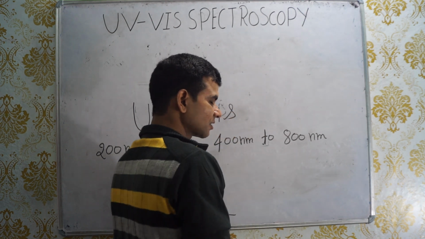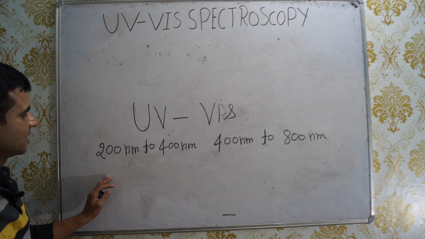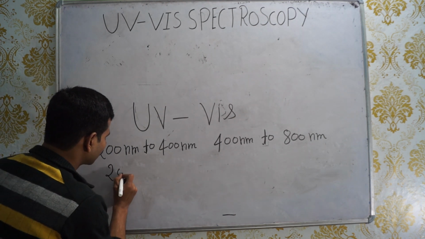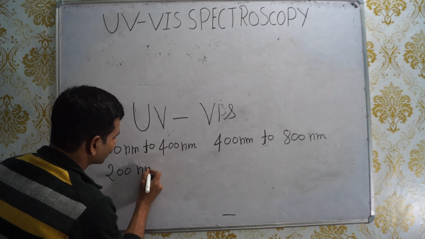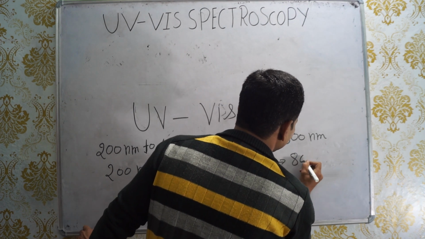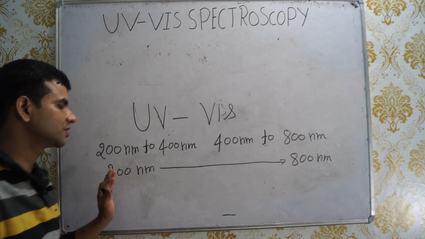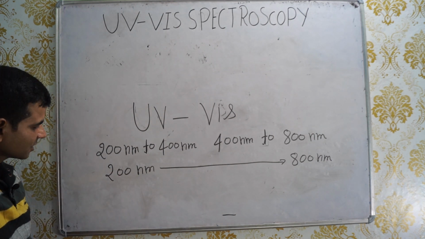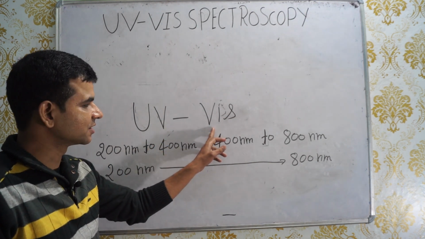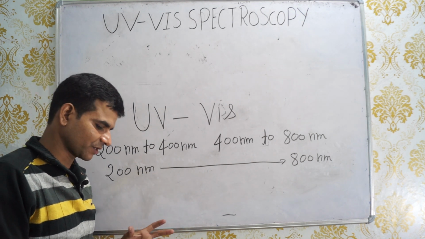In other words, we can say that in UV visible spectroscopy the range of light would be from 200 nanometer to 800 nanometer. This is the special feature of this spectroscopy, and in this spectroscopy only the range of UV visible light is used. Therefore this spectroscopy is called UV visible spectroscopy.